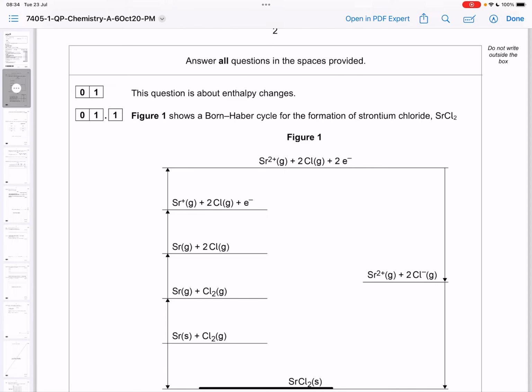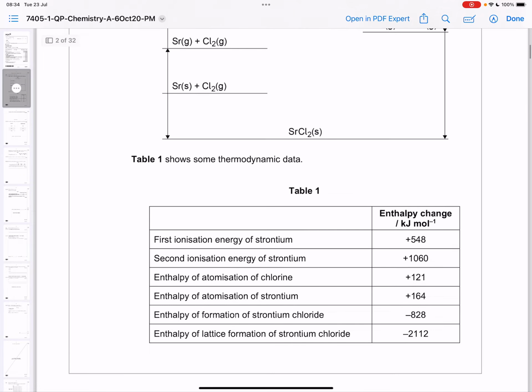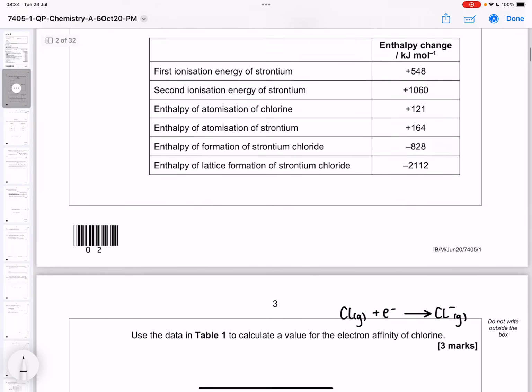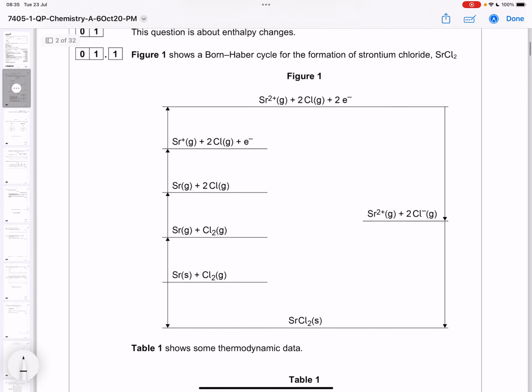This question is about enthalpy changes. Figure 1 shows a Born-Haber cycle for the formation of strontium chloride. Table 1 shows some thermodynamic data. Use the data in Table 1 to calculate a value for the electron affinity of chlorine. So the electron affinity of chlorine is when 1 mole of gaseous atoms gains an electron to become 1 mole of gaseous 1- ions. So let's go up to our table and our Born-Haber cycle.